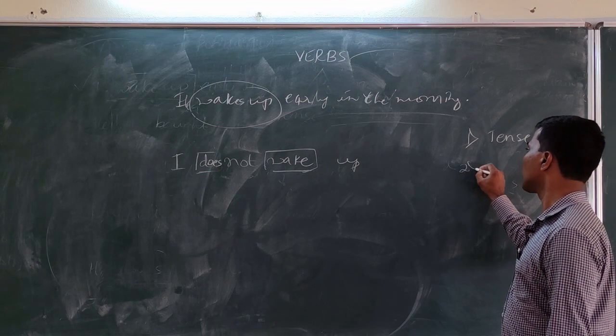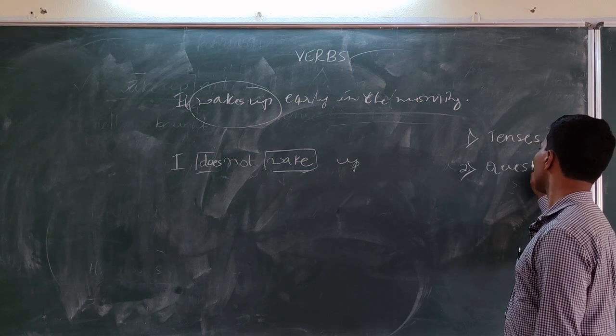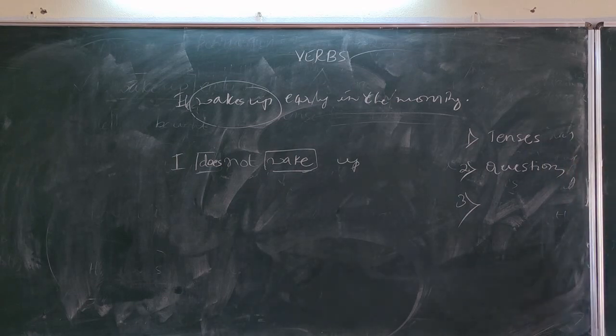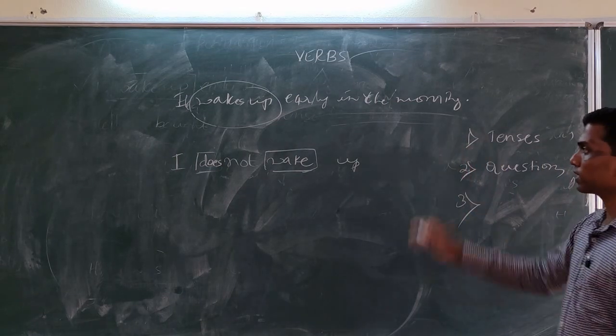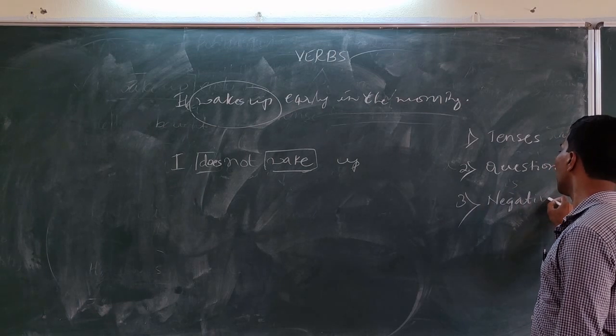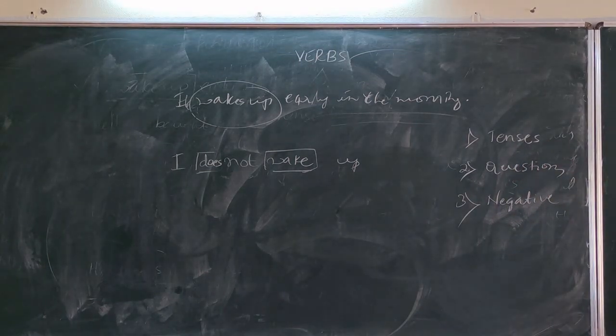The second is to form questions. The third is whenever we want to make sentences negative, we need helping verbs. In fact, particular helping verbs according to the tenses which we see in sentences. We can't change the tense to make a sentence negative. We can't change the tense to make it a question. We have to retain a sentence's tense all the time.